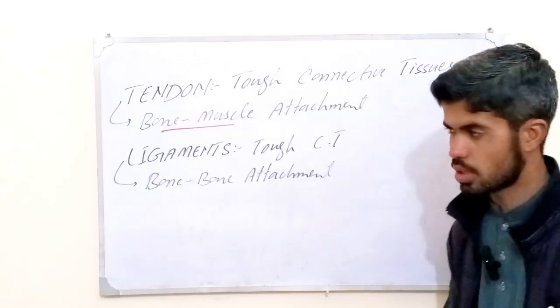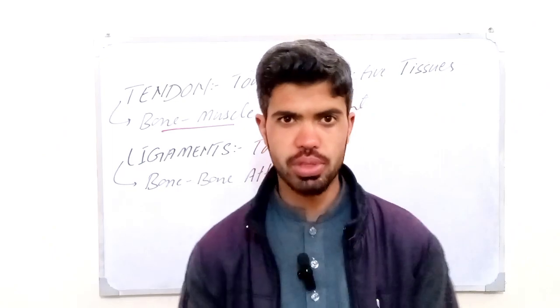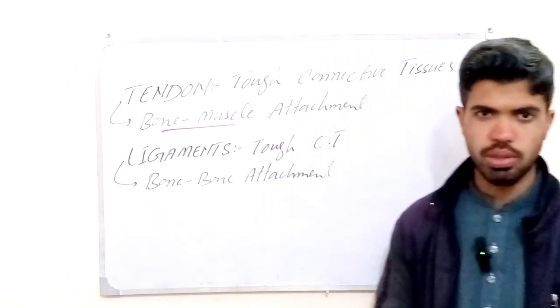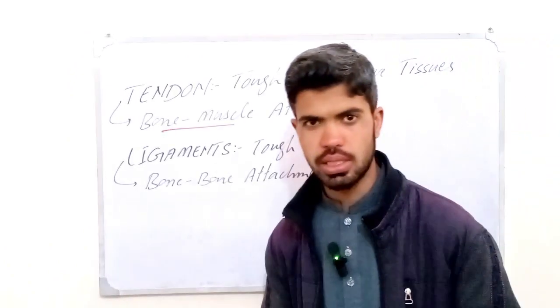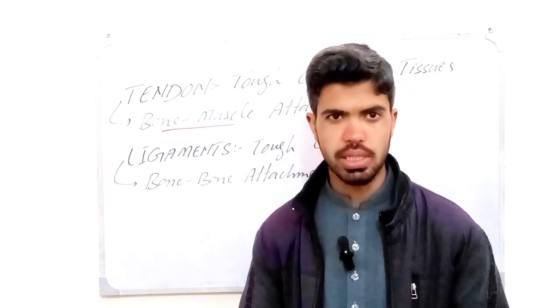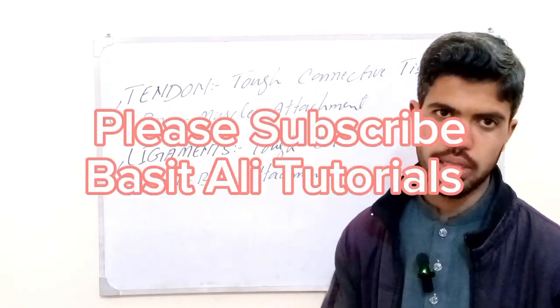Muscles attach to bone through tendons, and ligaments attach bones to bones. Ligaments are connective tissue. Connective tissue is abundant in the body, like blood, cartilage and bone. Tendons and ligaments are connective tissues.